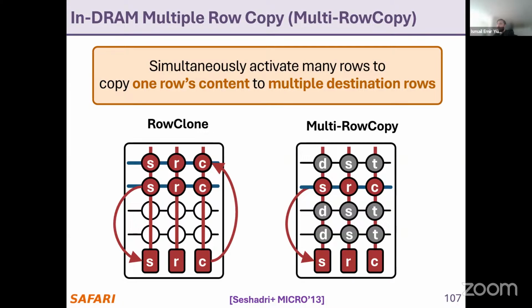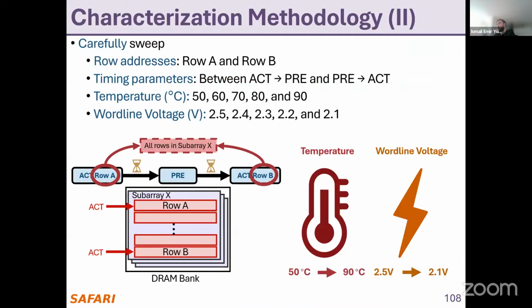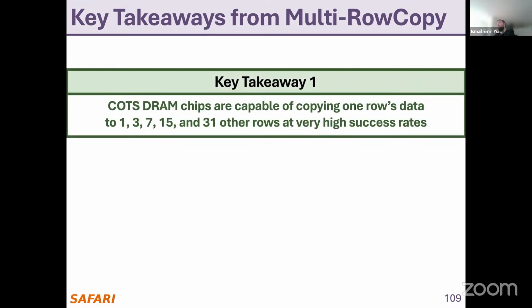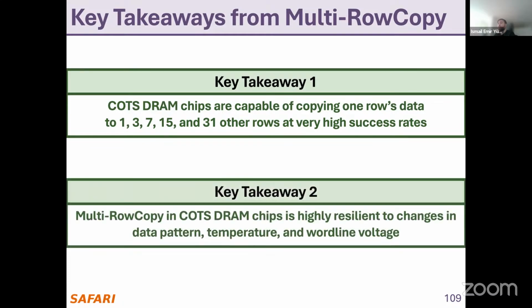To be able to copy source data to multiple destination rows, we activate them simultaneously. As a result, we copy source data to destination rows. Again, the characterization methodology is the same as the previous one, and our key takeaway from these multi-row copy experiments is that off-the-shelf DRAM chips are capable of copying one row's data to 1, 3, 7, 15, and 31 other rows at very high success rates.